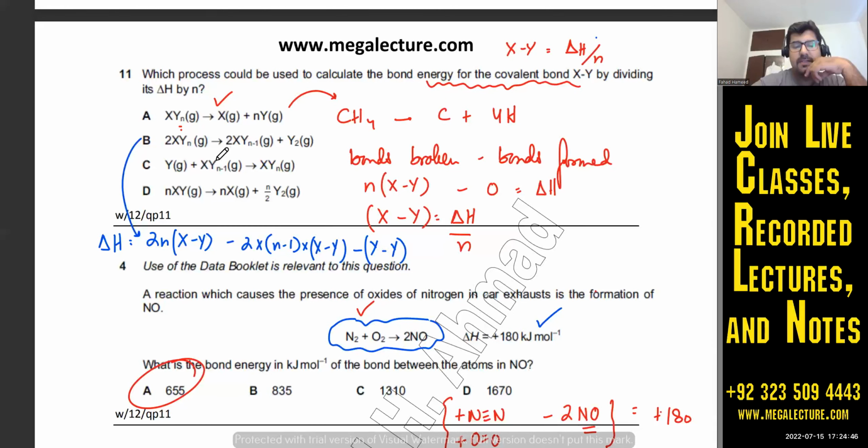How many bonds are broken? That's N minus 1 bonds of XY. No bonds broken over here. And how many bonds are formed? That's N times XY. Rather, let's do this one.